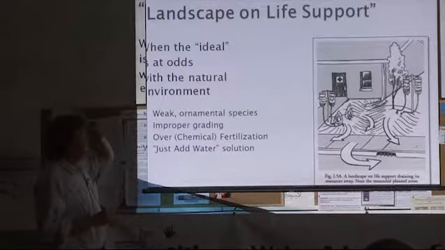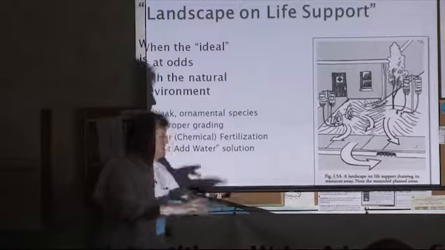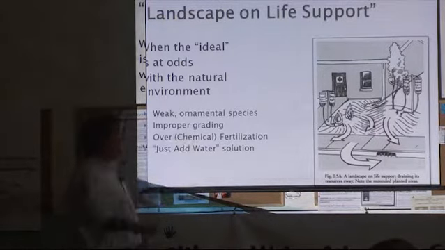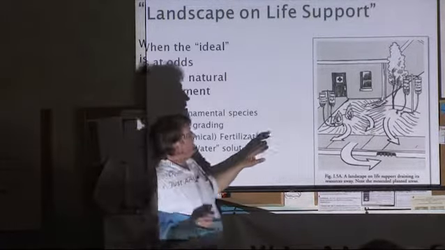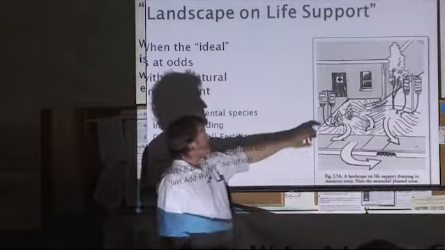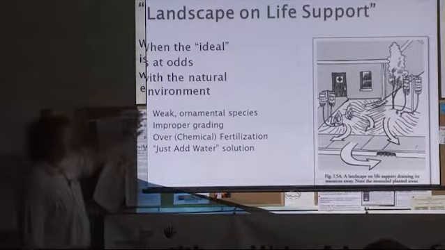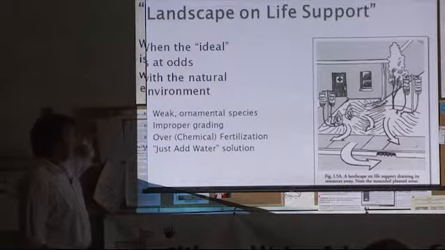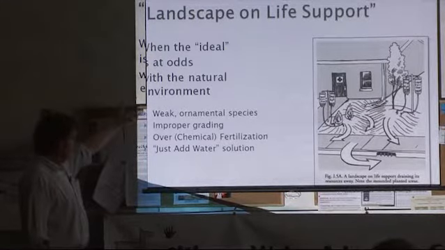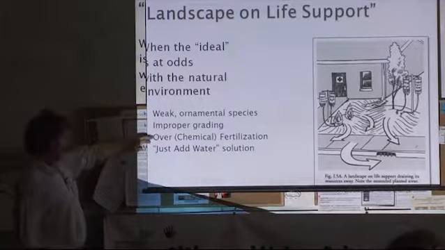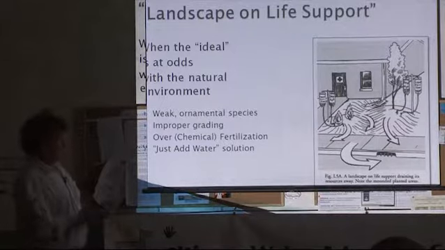Landscape on life support. If you're building mounds and putting exotic plants on top of those mounds, then shedding all the stormwater off and bringing city water in, it's like putting them on an IV. That kind of intensive irrigation makes for weak plants. They also tend to get over-fertilized, and they just add water solution. So anyway, we're cutting all that out.